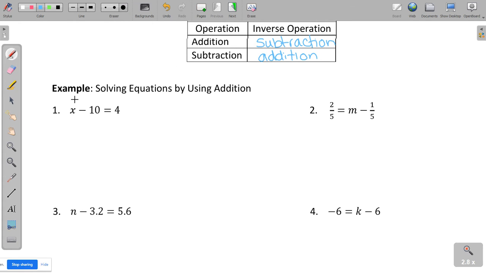So the first one, we have x minus 10 equals 4. We have minus 10, so we're subtracting, so we have to do the opposite since our goal is to get x by itself. So we're going to add 10 to both sides. It cancels out the 10s, leaves us with x equal to 4 plus 10, which is 14. So the goal is to isolate the variable.